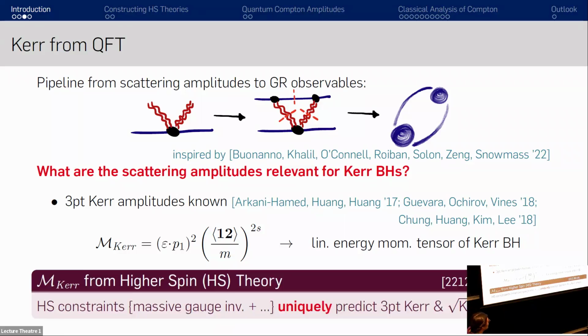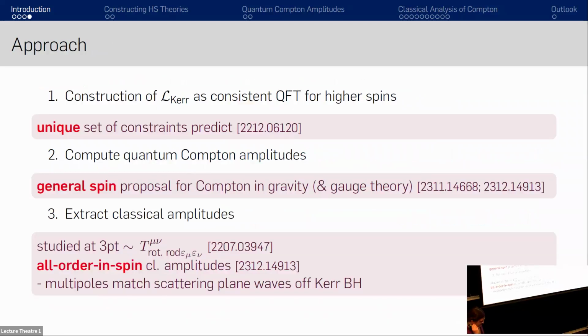The punchline of the first letter, published more than a year ago now, was that we found a set of higher spin constraints that uniquely predicted these 3-point amplitudes and corresponding 3-point amplitudes in a corresponding gauge theory, which I won't talk too much about today. Great. So I'll just talk briefly about the approach that we took, and we'll talk about each step in this talk. The first step is to construct this effective field theory for Kerr.